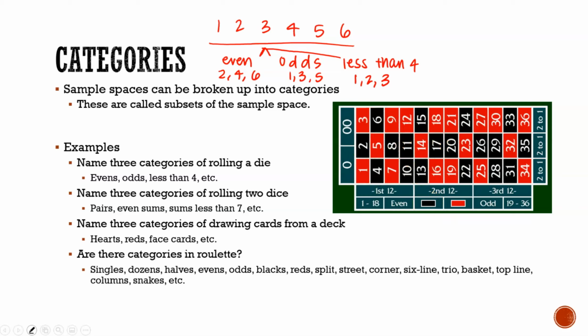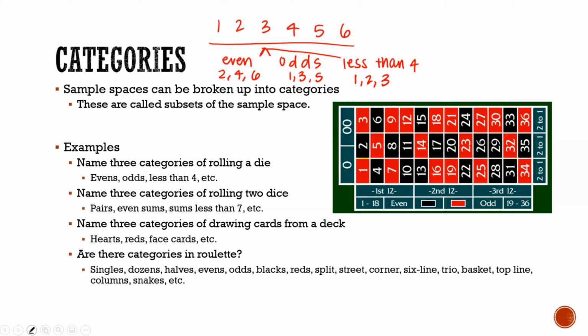And the last one you would need to know for the purposes of this class would be columns. And columns would include these here. So this is the first column, this is the second column, and this would be the third column. And again, 0 and 00 are not included in the columns. There are other words that you don't necessarily have to know, but in the future, if you ever were to play, you could also have a split where you place a bet between the numbers 1 and 2.